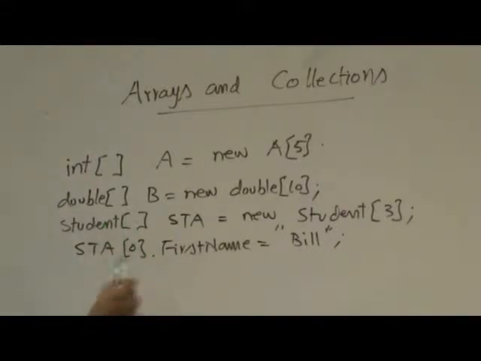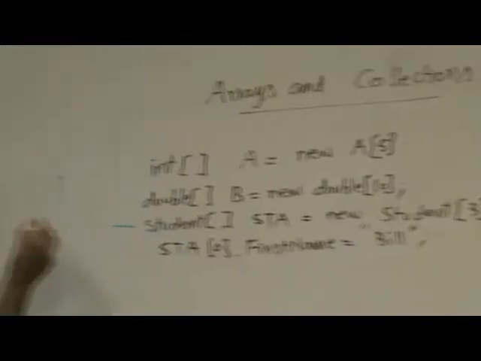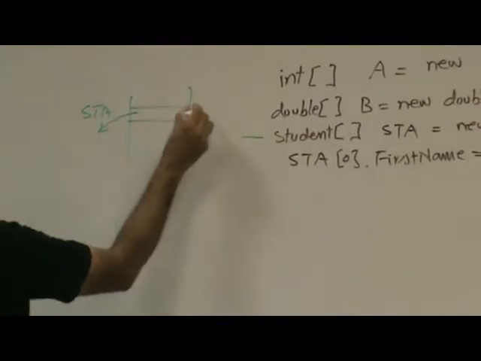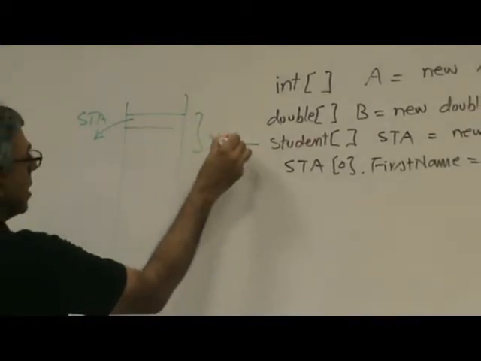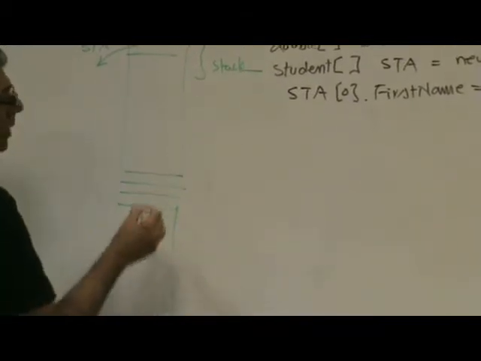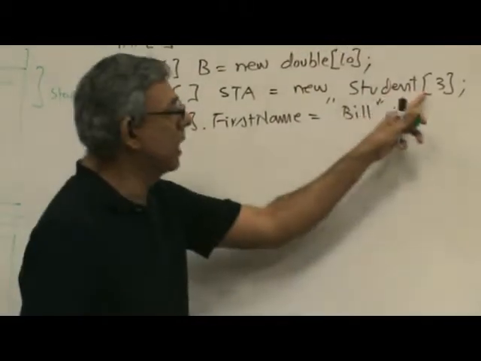Yes, the compiler will allow this. This is an array of students, so from the compiler's point of view, it's okay. But what will happen if you try to run it? It will come to this line and generate a runtime error. Why? Because as we discussed, what does this line do? STA will be created in the stack area, correct? And then in the heap area, we said create 3 students.